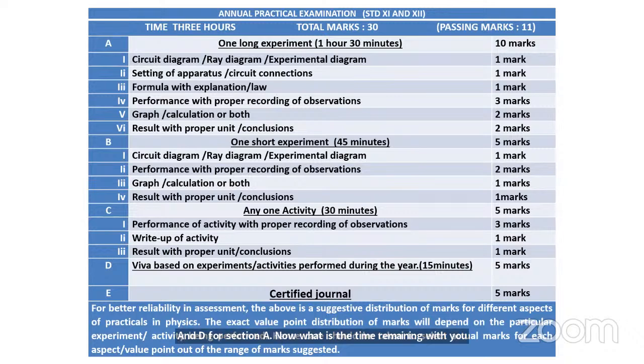So section A, there are 18 questions of 1 mark each. So you can spend 2 minutes for each of these. So 18 into 2, that is 36 minutes. At most you can spend 40 minutes. So section A, you should finish within 40 minutes time. Still 10 minutes time remains with you for checking of your answer paper.